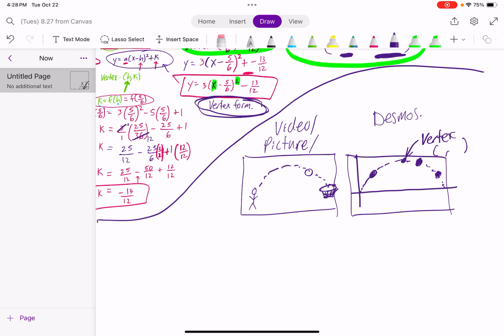right? And if you want, you could just take a picture of whatever you got from Desmos and then edit the photo to include these 3 points right here. And then any annotations that you may have.